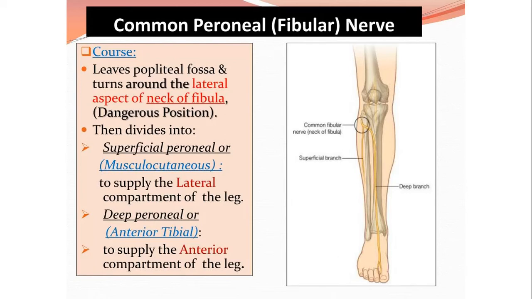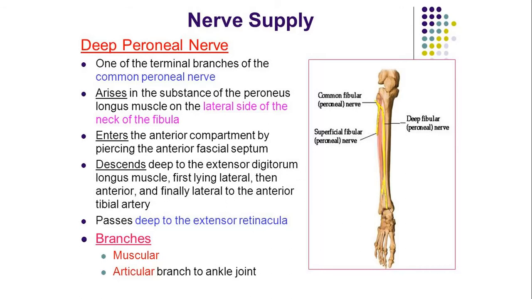And if there is a fracture of this upper part of the fibula, the head of the fibula, how many chances are there that the common peroneal nerve would be damaged? And then it is divided immediately into the superficial peroneal nerve and the deep peroneal nerve. The superficial one is the musculocutaneous type, meaning it will supply the muscles and then it will become cutaneous. But the deep peroneal nerve is named the anterior tibial nerve or deep peroneal nerve. It will supply the muscles of the anterior compartment of the leg. So the deep peroneal nerve is a terminal branch of the common peroneal nerve.